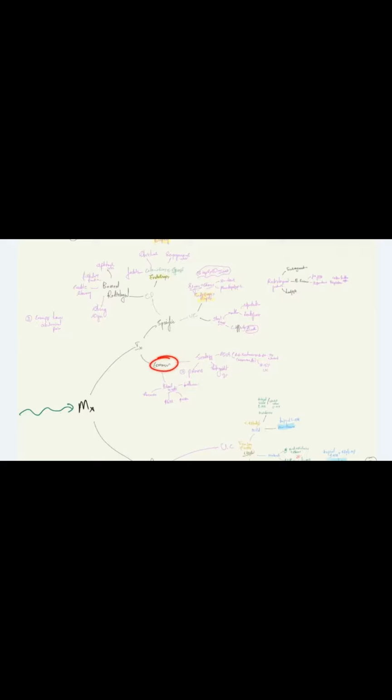The investigation findings common to both: we saw blood investigations and serology. The specific investigations, we saw two markers, calprotectin and lactoferrin, seen in ulcerative colitis. On endoscopy, endoscopy and biopsy are the gold standard investigations done in ulcerative colitis and Crohn's disease.